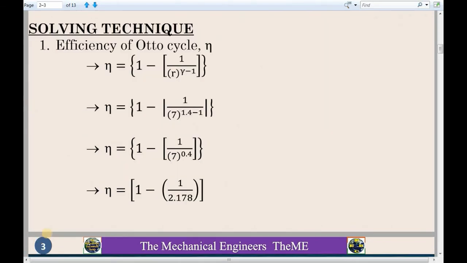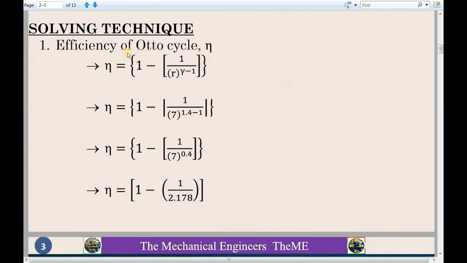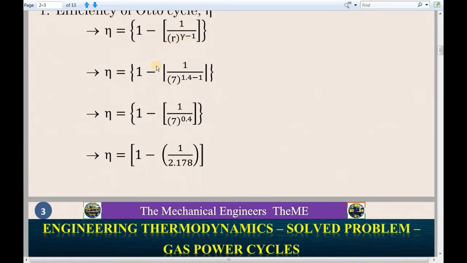Now I will move to the solving technique. First we will find the value of efficiency of Otto cycle, which is taken as eta. The universal formula for efficiency of Otto cycle is eta is equal to 1 minus 1 divided by r to the power of gamma minus 1. In this formula we know the values of r and gamma, so just substitute the values. We get eta is equal to 1 minus 1 divided by 7 to the power of 1.4 minus 1.